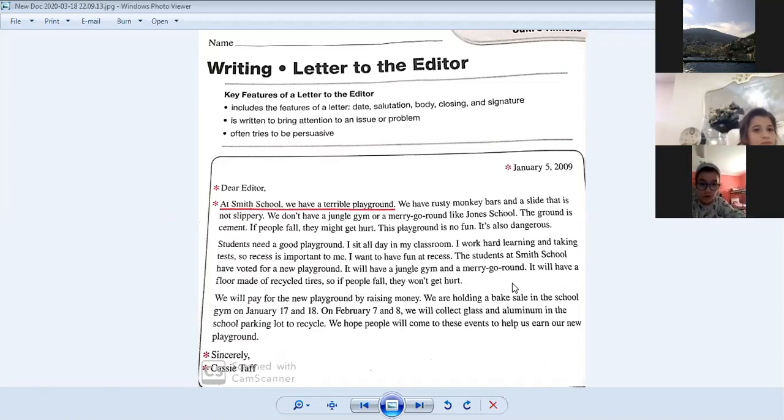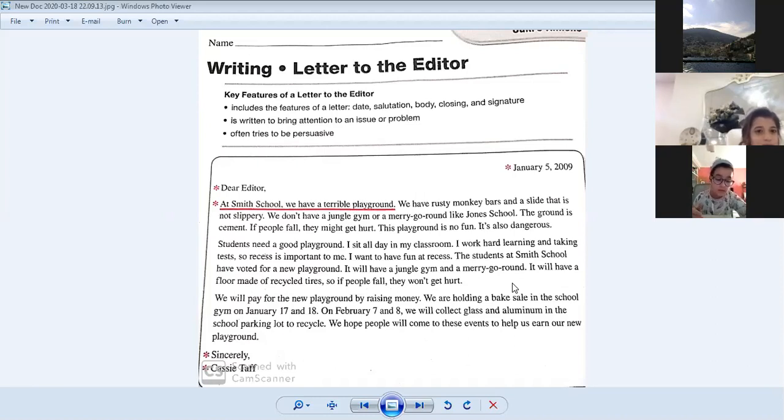We have rusty monkey bars and a slide that is not slippery. We do not have a jungle gym or a merry-go-round like Jones' school. So she's just comparing her school with another school. The ground is cement. If people fall, they might get hurt. Cement is like the street. This playground is no fun. It is also dangerous. Students need a good playground.